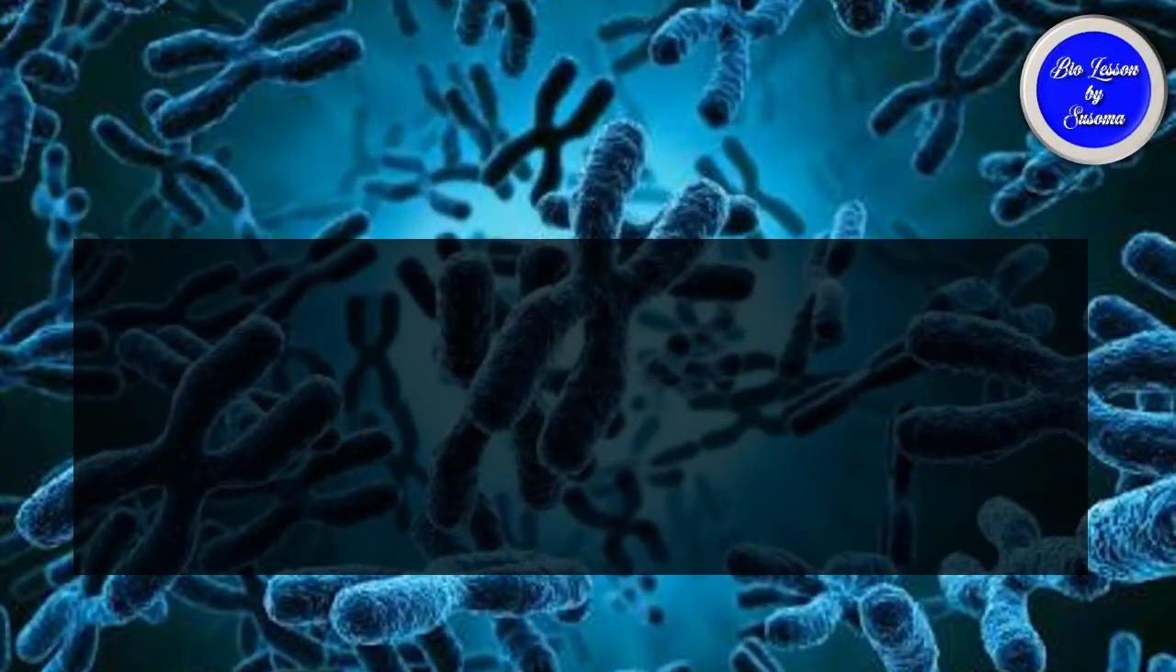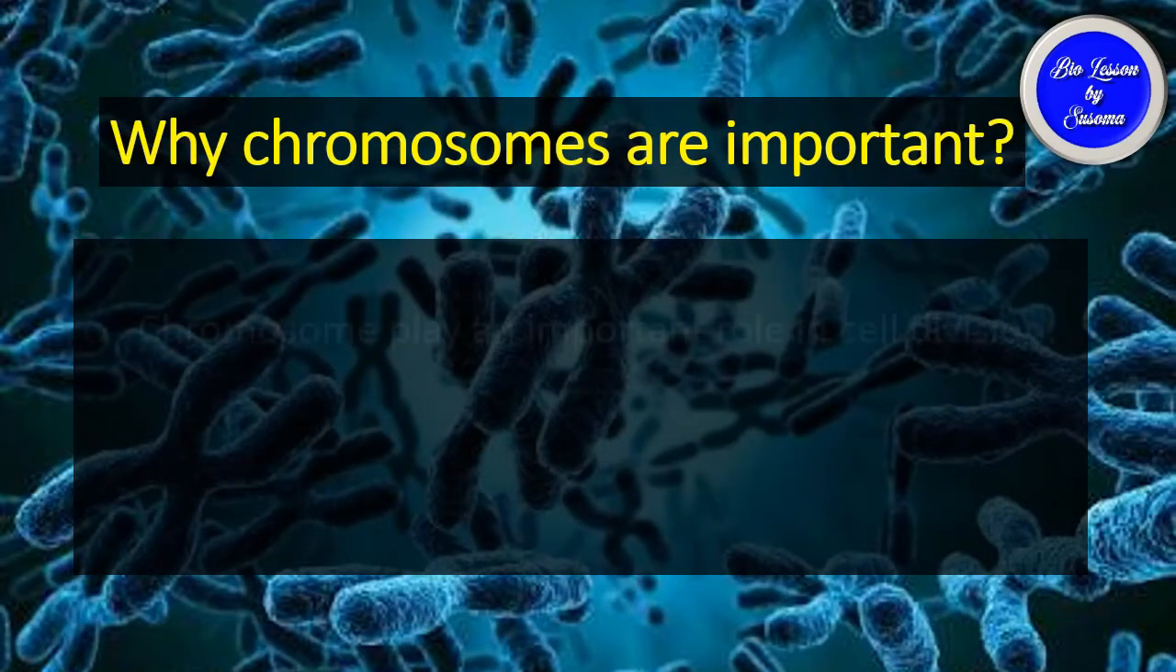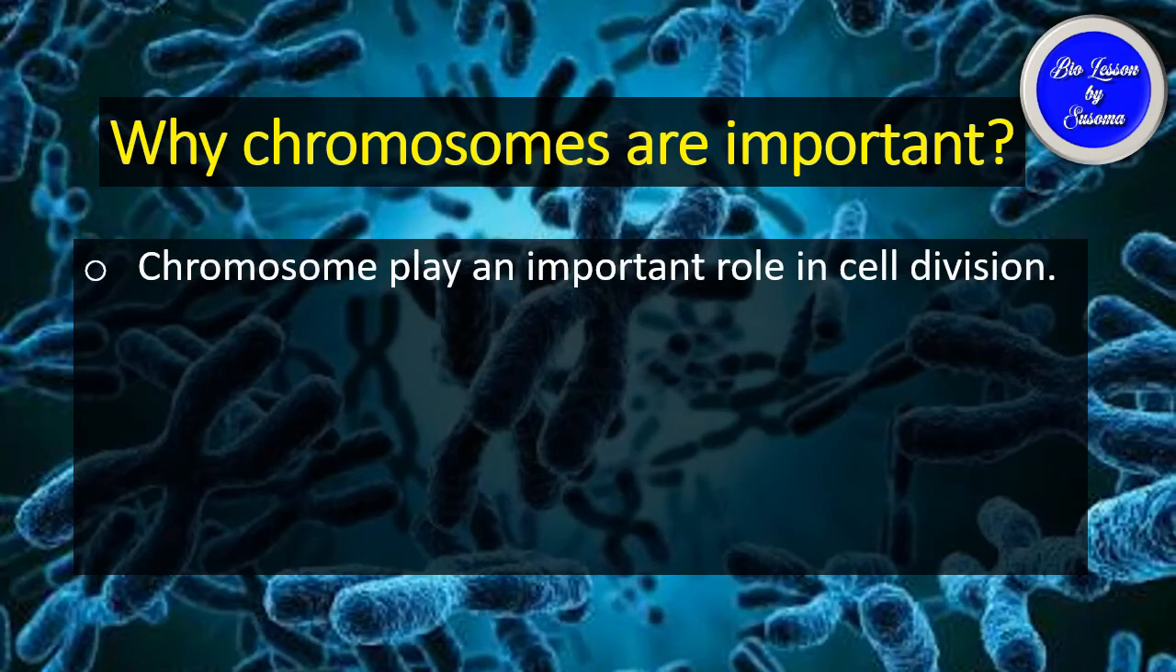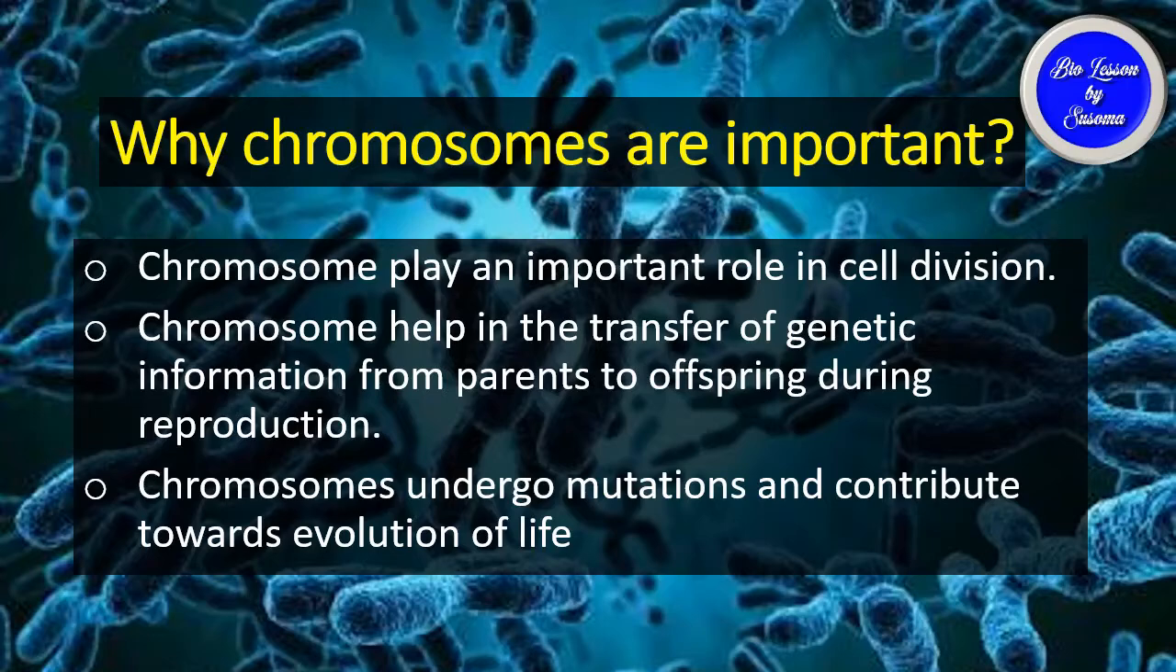So my next question is, why are chromosomes important? Chromosomes are important because they play an important role in cell division. Chromosomes help in the transfer of genetic information from the parents to the offspring during reproduction, and the chromosomes undergo mutations and contribute towards the evolution of life. Now, what are mutations? Mutations are sudden changes that occur in the chromosomes. So this mutation can contribute towards evolution of life.